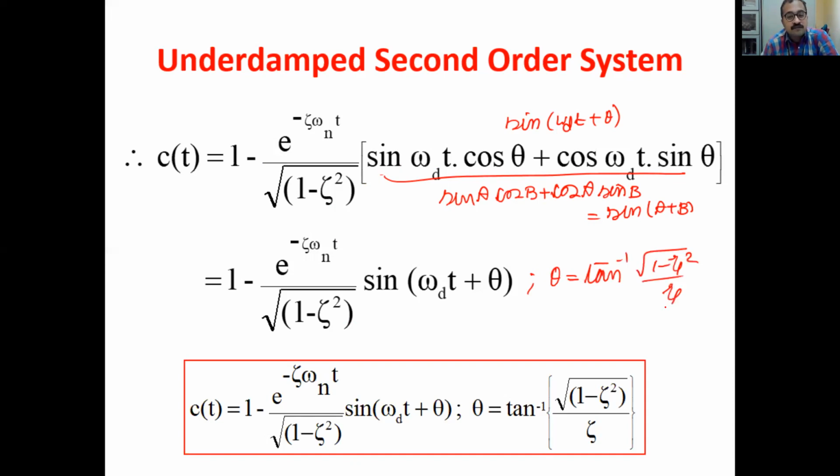What is theta? Theta will be tan inverse of root of 1 minus zeta square by zeta. What will be the unit of theta? Degrees? No. The unit of theta is radians, because omega d is in radians per second into time, so you will get radians only here. To be compatible, theta has to be in radians. So this is the unit step response of an underdamped second order system: 1 minus e raised to minus zeta omega n t divided by root of 1 minus zeta square into sin of omega d t plus theta, where theta is tan inverse of root of 1 minus zeta square by zeta. This is how to derive the unit step response for an underdamped second order system.